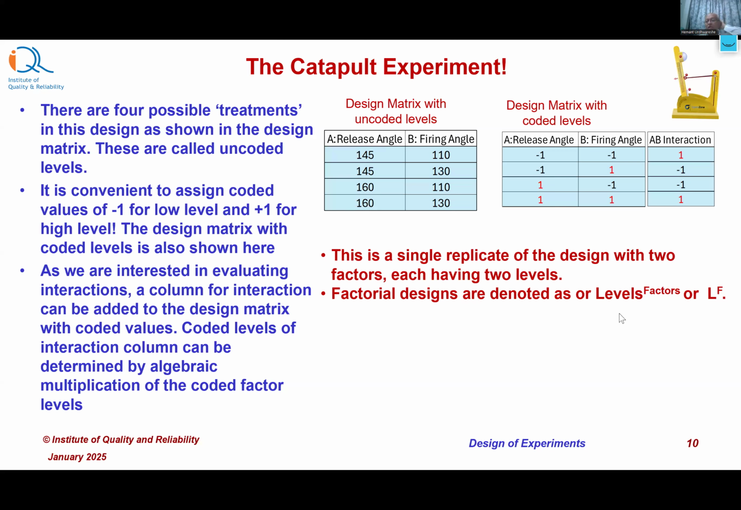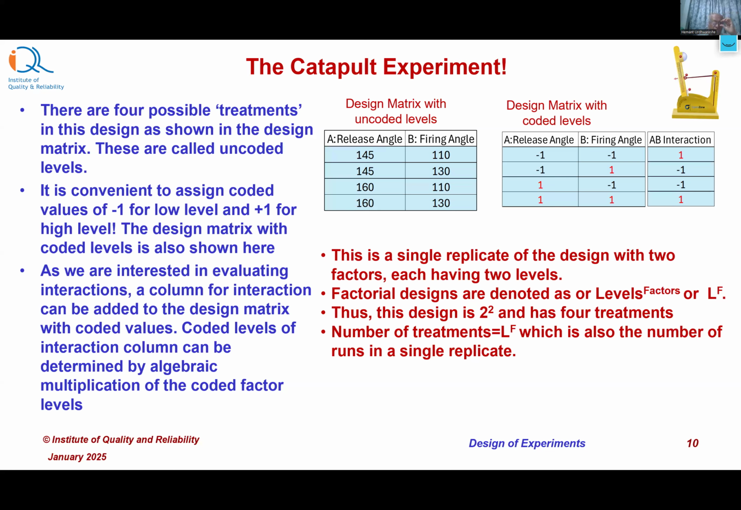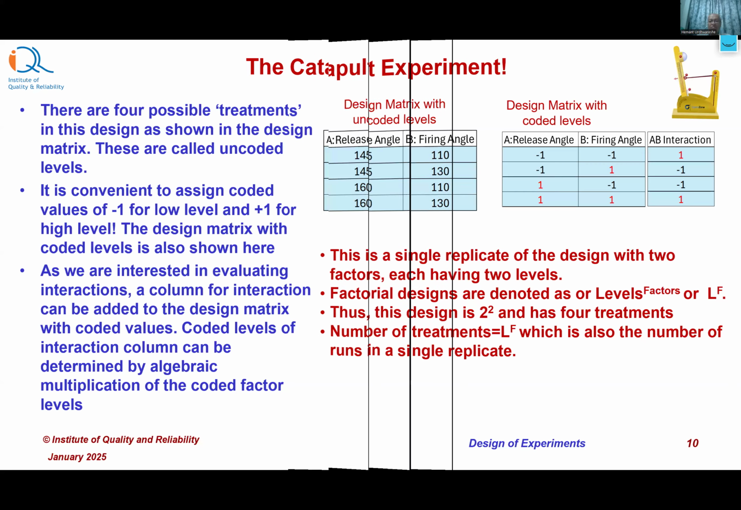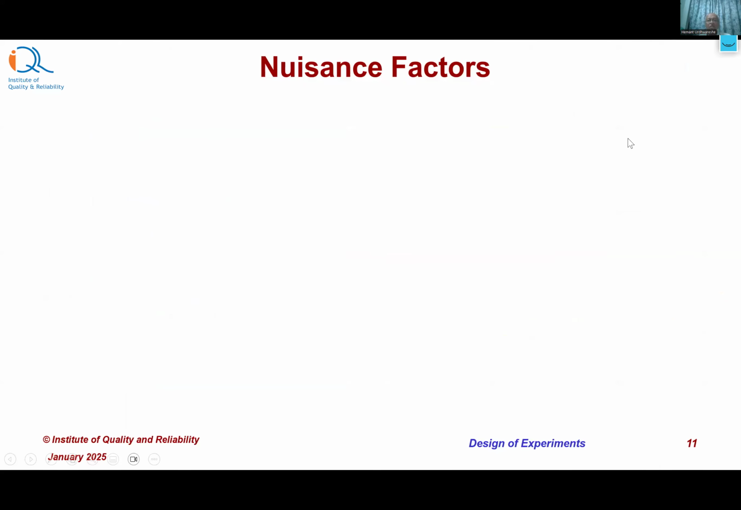Factorial designs are denoted as level to the power factors, or L to the power F, which I have explained already. Thus, this design is 2 raised to 2 and has got 4 treatments. Number of treatments is equal to L to the power F, which is also the number of runs in a single replicate, or number of trials, you can also say.